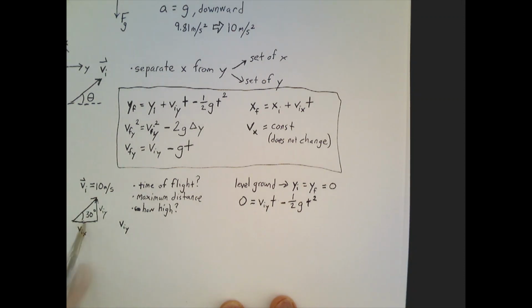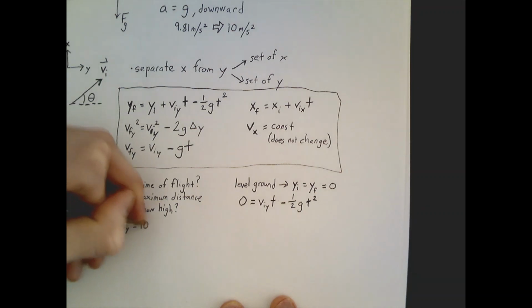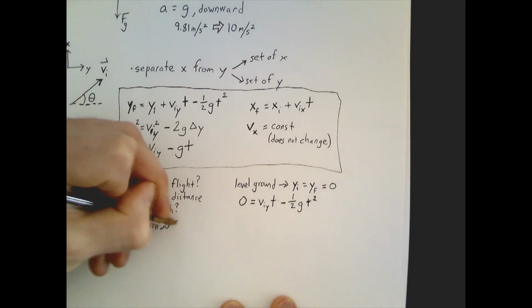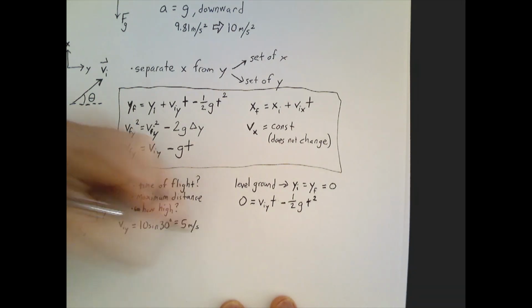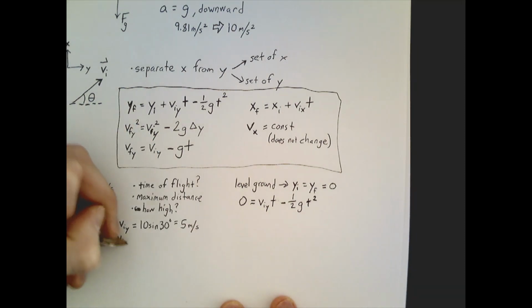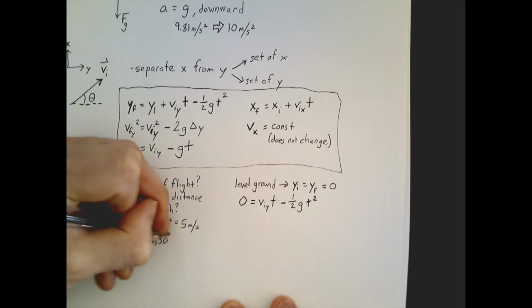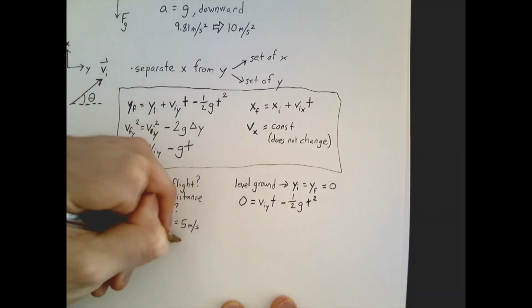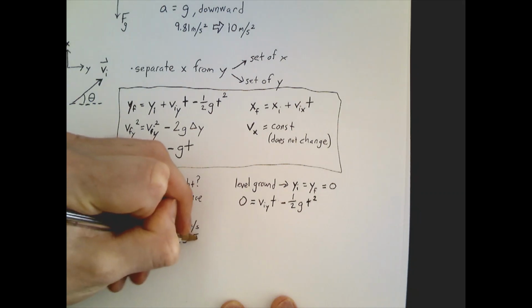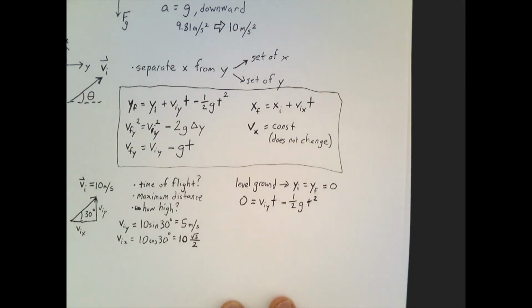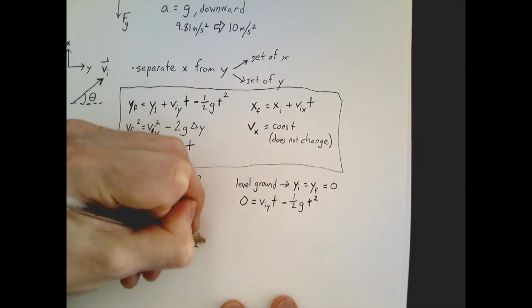Viy is the opposite to our angle here, so we're looking at 10 sine of the angle. Here our angle's 30 degrees. So that's going to be equal to 5 meters per second. And Vix is going to be 10 cosine 30 degrees, which is going to be 10 root 3 over 2 meters per second, of course.